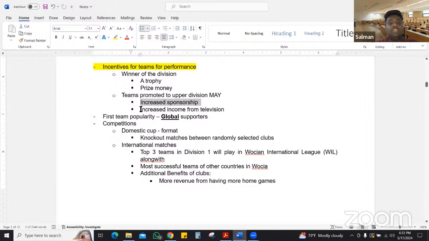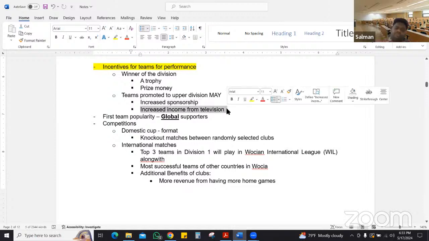And also increased income from television. Now see, these matches will be displayed in the TV, right? TV channels. And these TV channels, they also get their ratings, they get their audience by broadcasting the competition. So these TV channels get the broadcasting rights from the Thailand Football League.